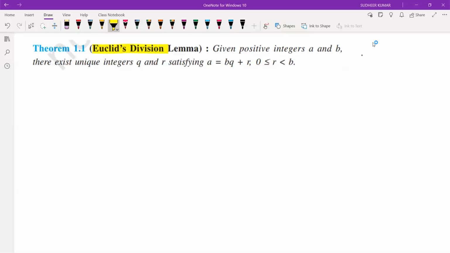So Euclid's division lemma: given positive integers a and b, there exist unique integers q and r satisfying the condition a equal to bq plus r, where 0 is less than or equal to r less than b. The conditions must be written. Usually we write the shortcut form, but if you write the whole statement, I feel it's good.